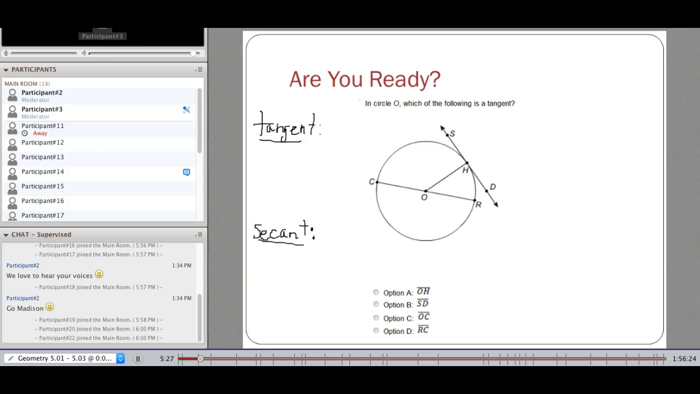And in the meantime, the rest of you choose your answer. Which one is a tangent? Is it SD? Is it OC? Is it RC? Is it OH?